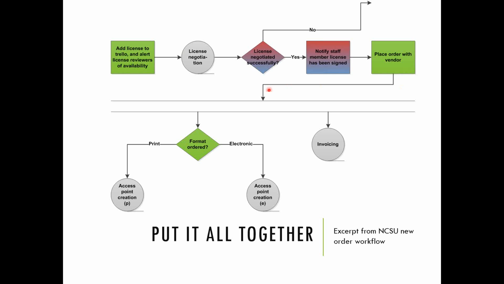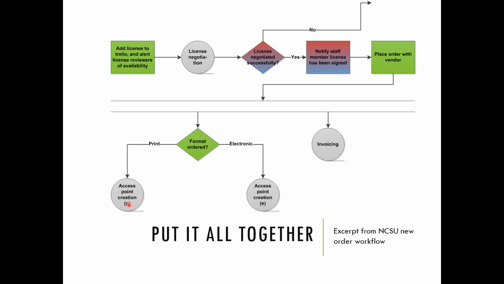And then you can see following here, we actually come to one of these parallel processes where there's several things that can happen at one time. So there's another decision point where the person working on this would need to ask themselves, what is the format that we've ordered? And this breaks off into print and electronic. And one of the things about this that's kind of bending the rules a little, which is something that we've done a lot too, but I think it can be really useful to do that, is that sometimes you're ordering print, sometimes you're ordering electronic, sometimes you're ordering both.